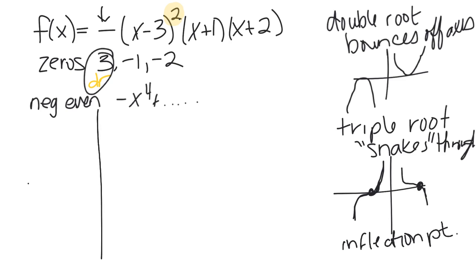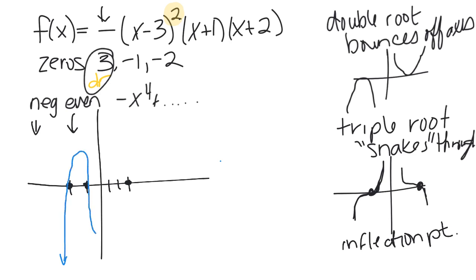Okay, so back to this graph. It's negative, it's even. I have 3 roots, but one's a double root. So I have positive 3, I have negative 1, and I have negative 2. So negative even means down and down. They both open down. So we're going to say the graph looks like this. Let me use blue. Down. I'm going to go through the negative 2 and negative 1. I'm going to turn around and I'm going to bounce off the 3 and then continue to go down. So there's my end behavior. Both arrows are facing down.